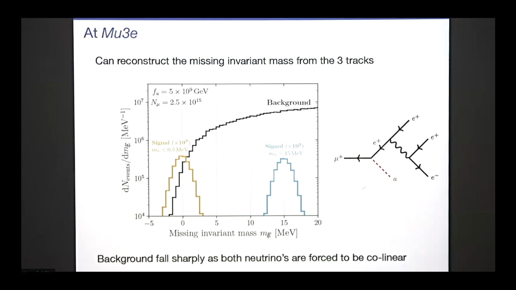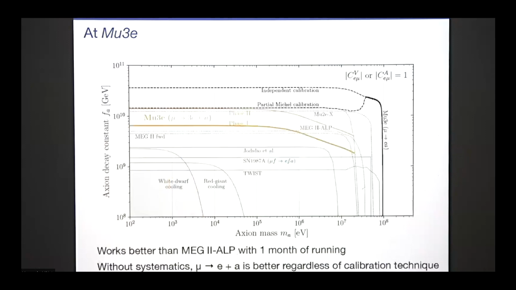And the background will fall very fast because you're basically squeezing yourself into the regime of phase space where the 2 neutrinos are collinear with each other. So you're looking for a hump over here, basically. If you put this on the same plot, you get this type of line. This is the MEG curve I just showed you for about 1 month of running. So this thing at phase 1, you would outperform this if you run for roughly 1 month.